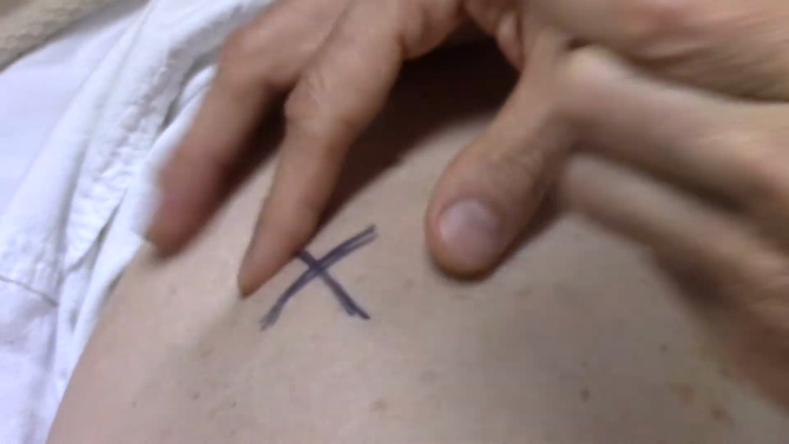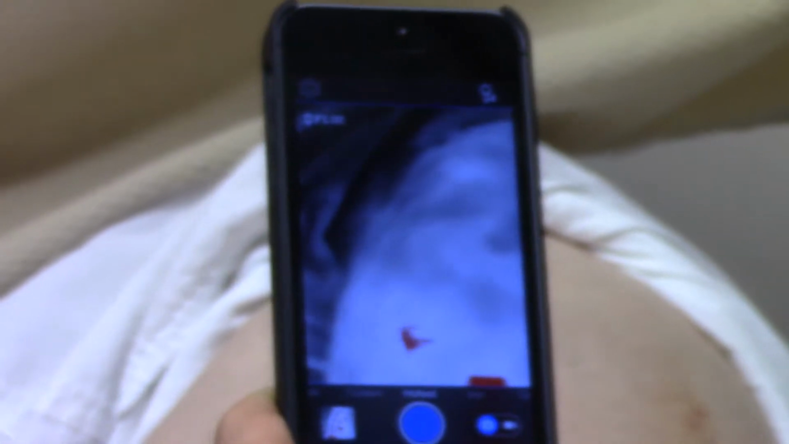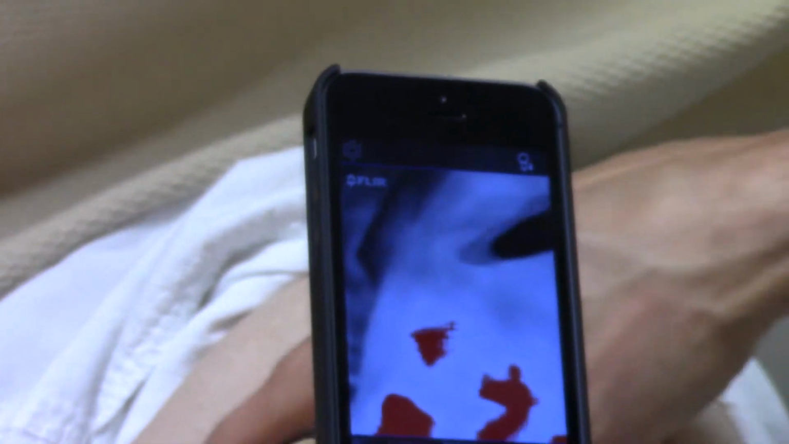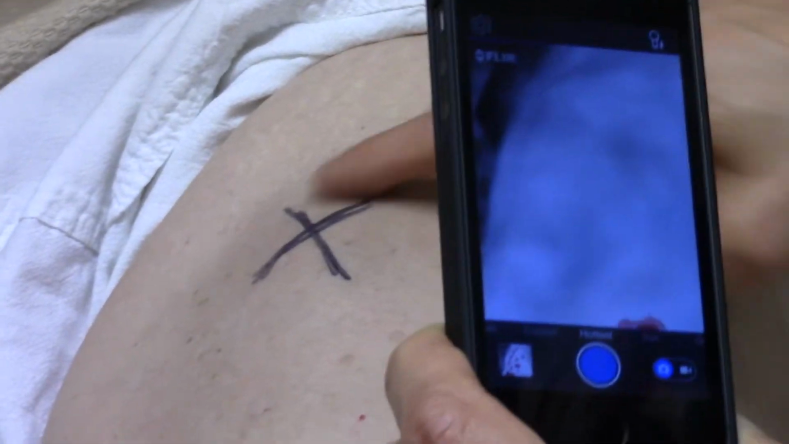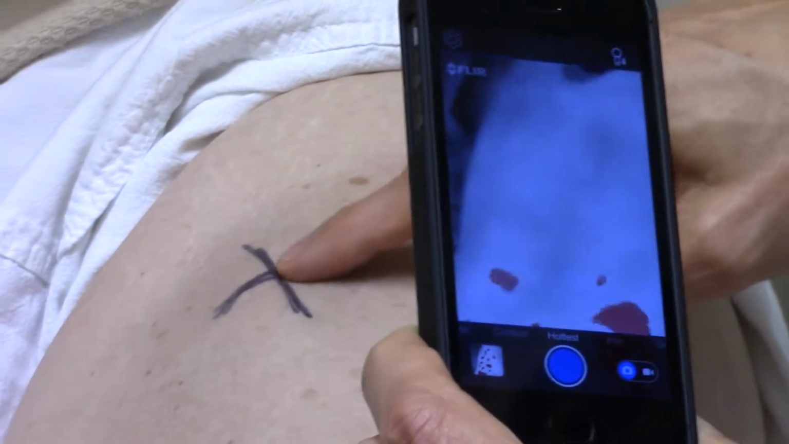This is the X right over here. This is where she has this encapsulated area. You can see it's still pretty inert. There's really no biological activity occurring over here. Again, this is the X right over here.